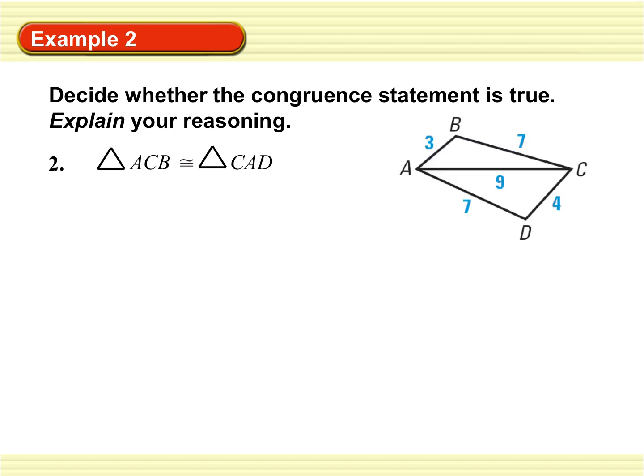Again, they're asking the same thing. Tell whether the congruence statement is true and explain your reasoning. We have A to C is 9, C to B is 7, and B to A is 3. C to A is 9, A to D is 7, and D to C is 4. Now, this is a false statement because this 3 and this 4 should have been congruent. Since they are not, it is not a true statement. Therefore, the triangles are not congruent.